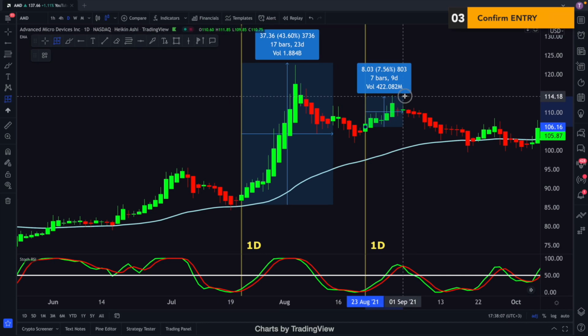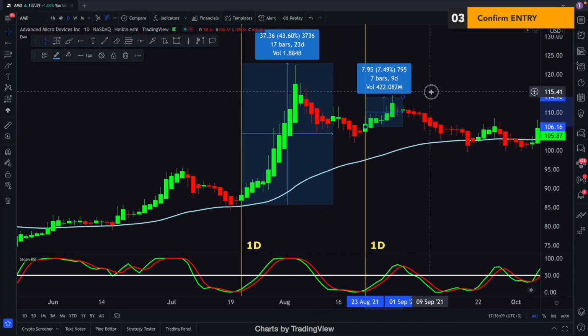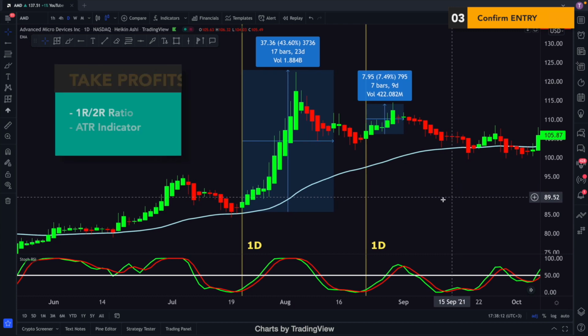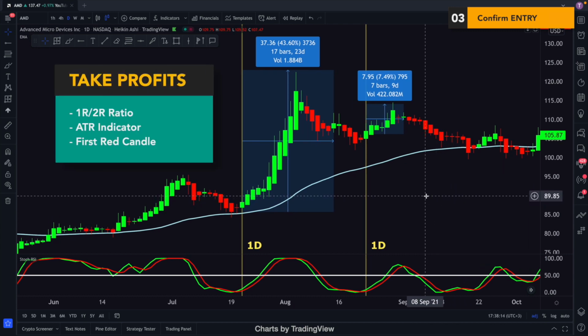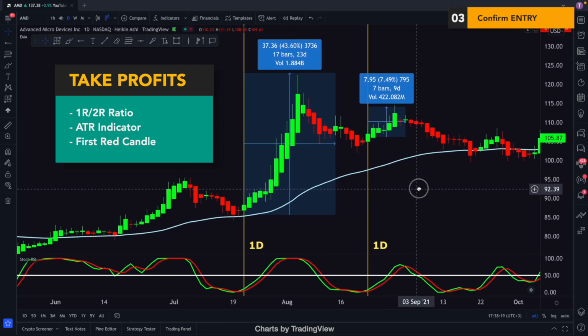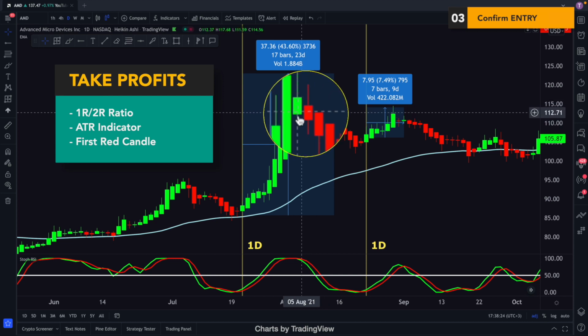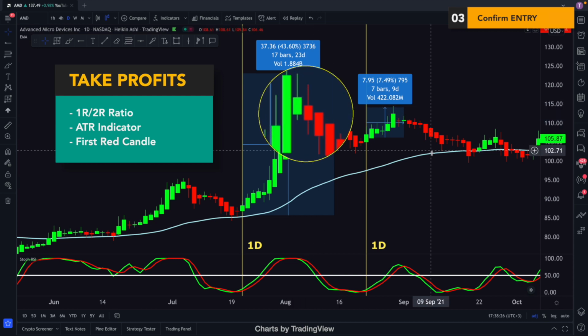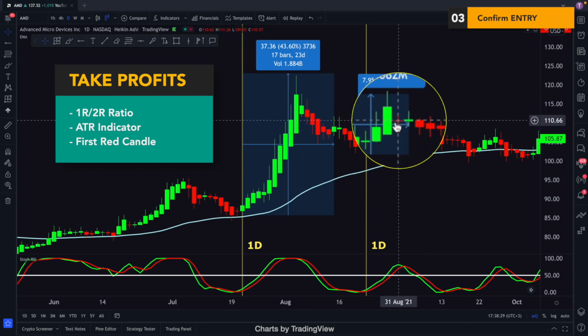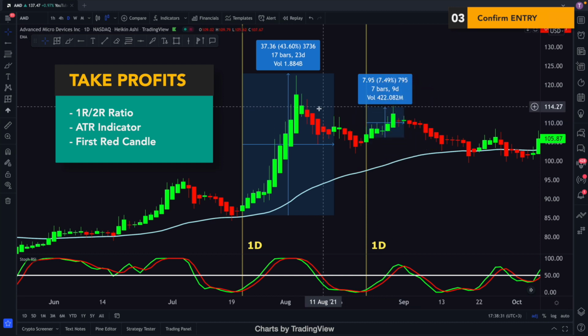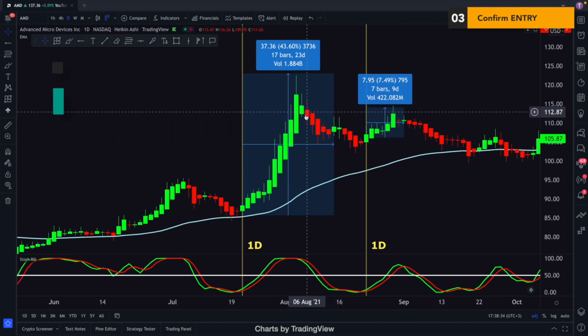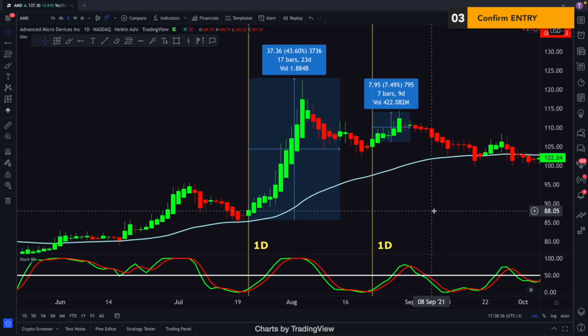Now, about taking profits with HEIKIN ASHI. There are many ways to take profits. You can use 1R to 2R ratio. You can use the ATR indicator. Or you may wait for the first red candle to take your profit or fully exit from the position. Choosing your take profit depends on you and your risk appetite. You cannot take the same risk with $1,000 and $100,000.